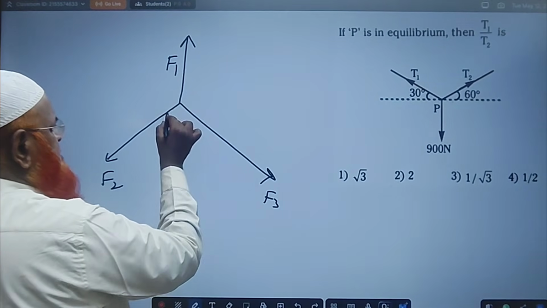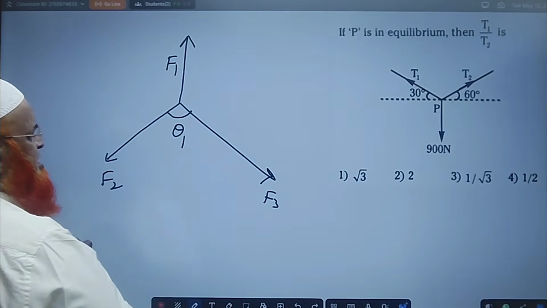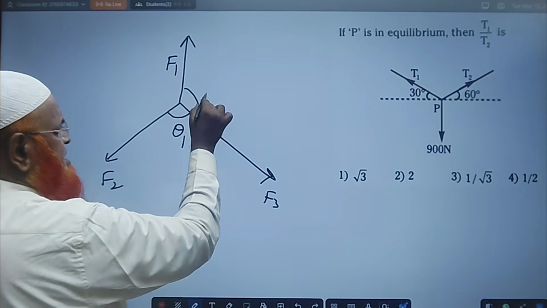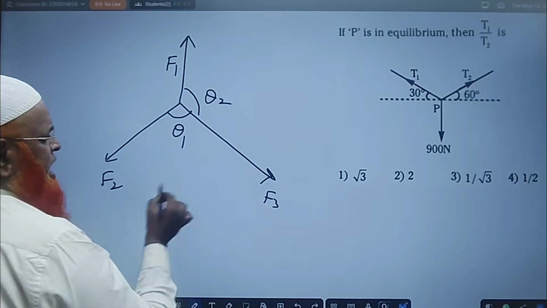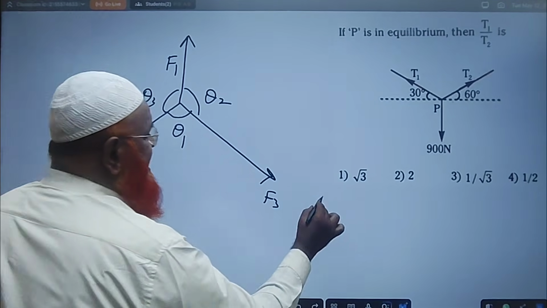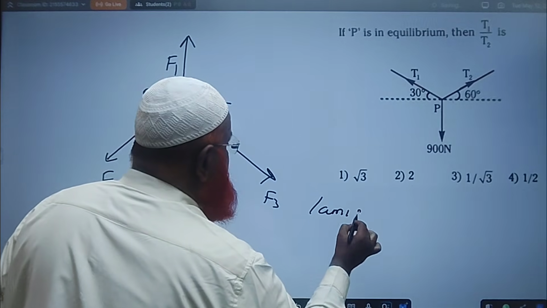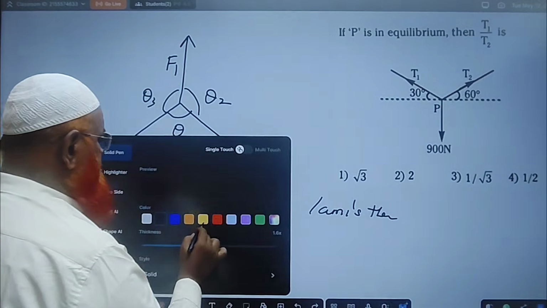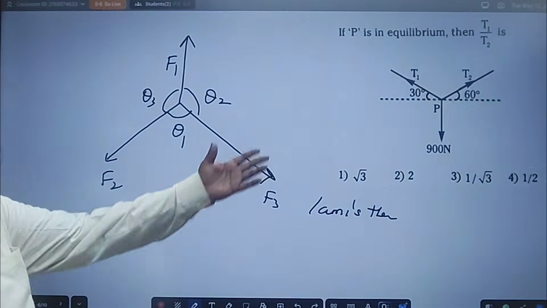Opposite to F1, the angle is theta1, let us imagine. Opposite to F2, the angle is theta2. Opposite to F3, the angle is theta3. So what is Lami's theorem explaining here? Which is very important to solve this type of problems.